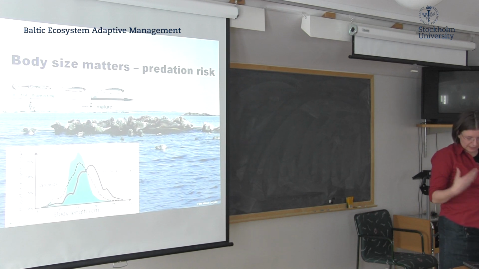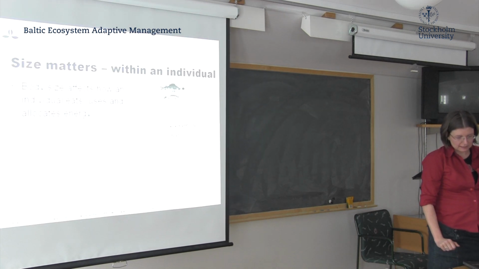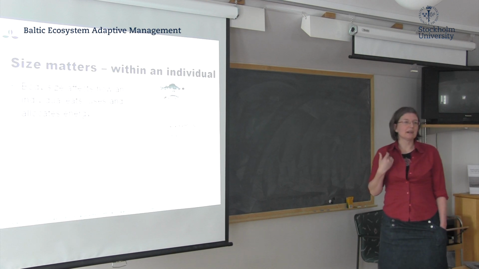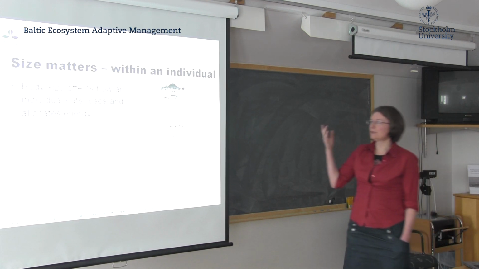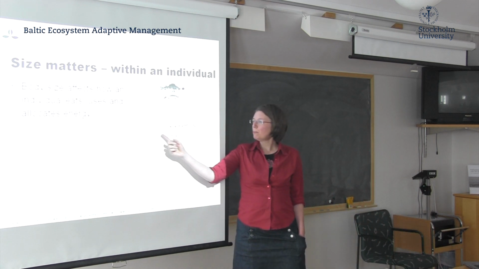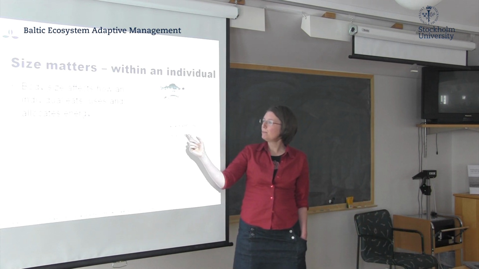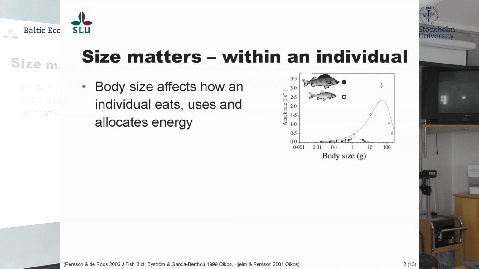Okay, but that's between individuals. Now, body size might also matter within an individual. So this is still between individuals. We have the body size, the mass of perch, which are the black dots, and roach, which are the white dots, and their attack rate on Daphnia of a particular size, which I've now forgotten.